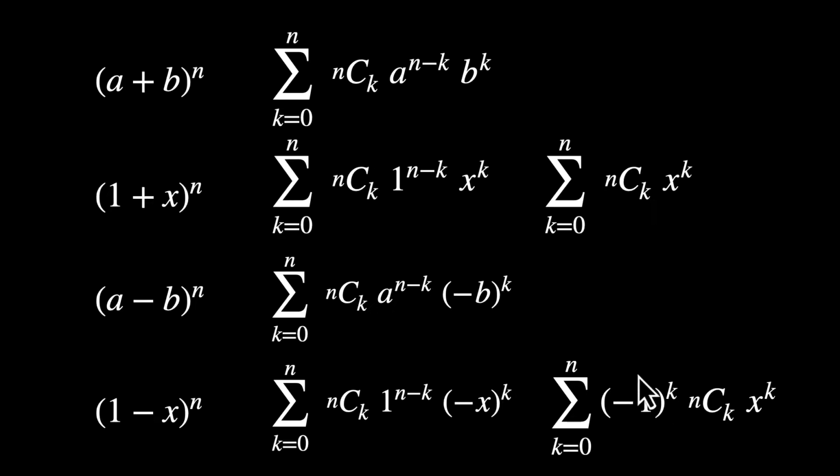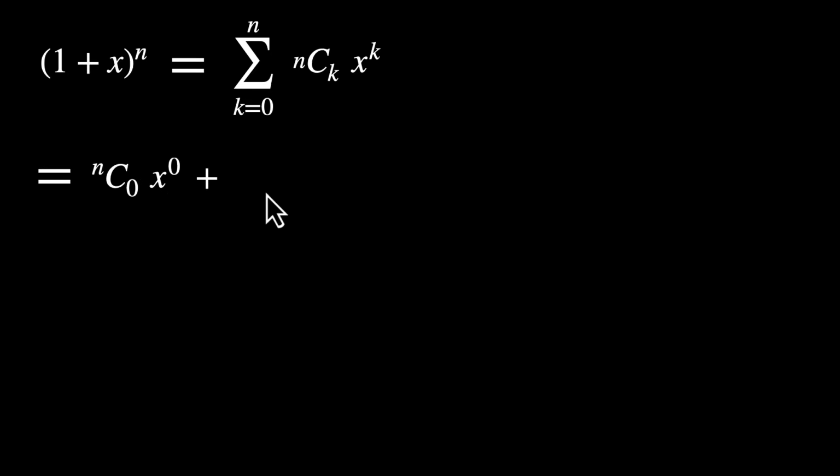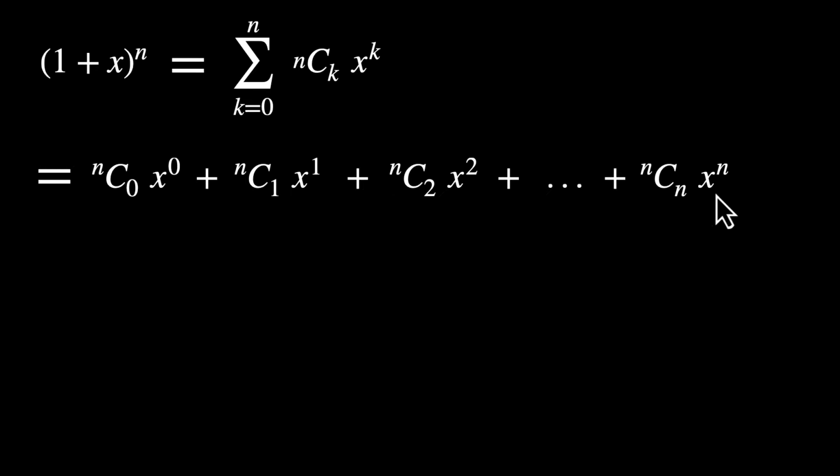Let's see what the expansions look like. For the first one, we have (1 + x)^n. Okay, the first term will be nC0 x^0. Then we have nC1 x^1, nC2 x^2, and so on. The last term will be nCn x^n.